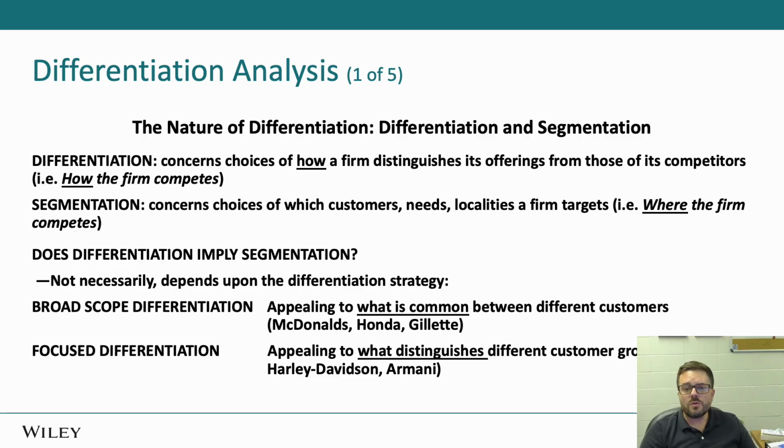Broad scope appeals to needs or wants that are common between different customers. They give the example of McDonald's. McDonald's has no particular segment unless you're a vegetarian or a health food enthusiast, and even then everybody's had a McDonald's hamburger or McDonald's food probably at some point in their life. Focus differentiation appeals to just a segment. MTV, which I think just closed off, I believe they broadcast their last show recently.